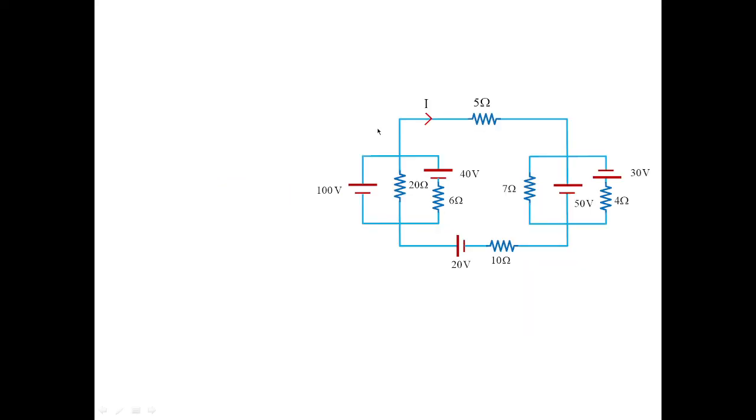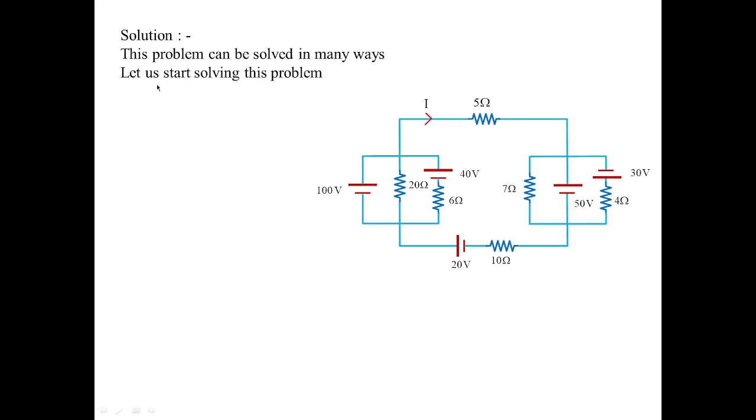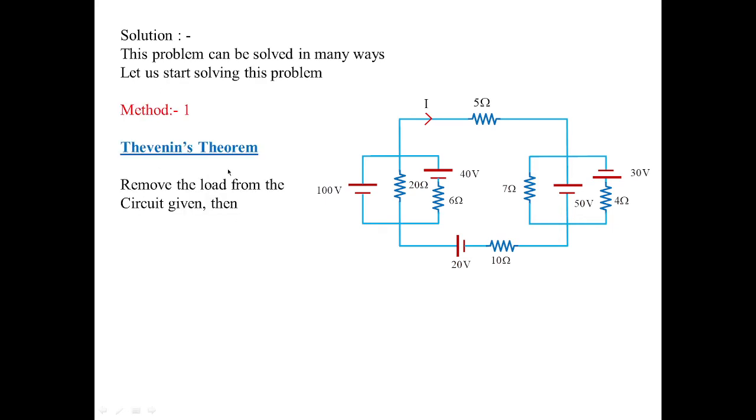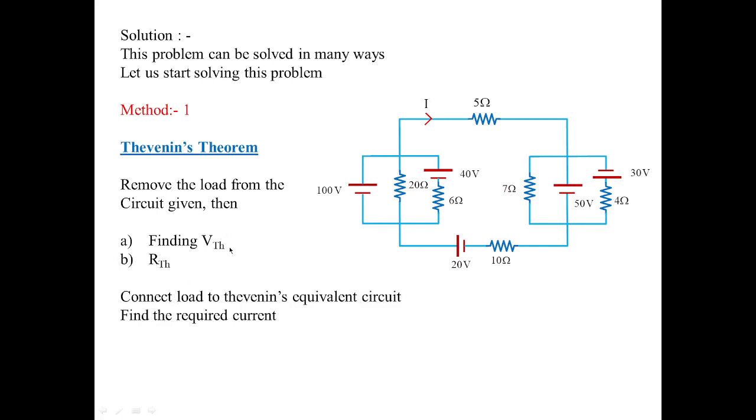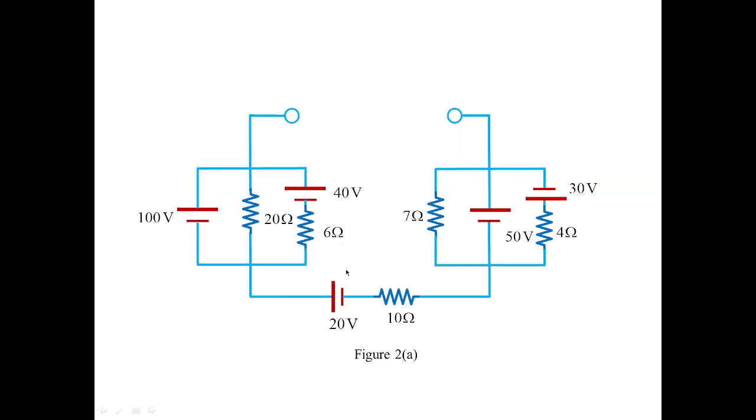How do you solve this? I told you any problem can be solved in many ways. Let us start with Thevenin's theorem because we are concentrating on Thevenin's theorem. So we are going to remove the load from the given circuit. Then we are going to find V Thevenin and R Thevenin. And finally, we are going to connect the load to the Thevenin's equivalent circuit and then estimate the value of current. Now we are going with step 1.